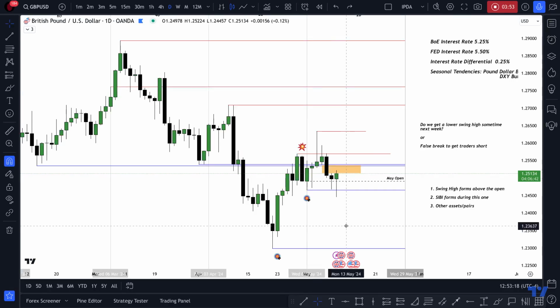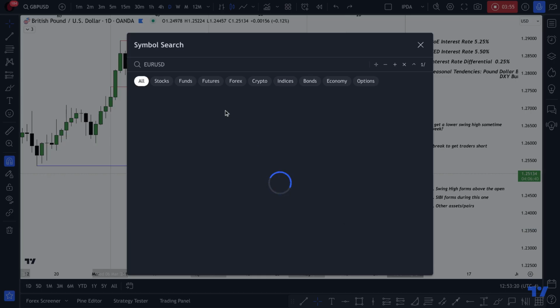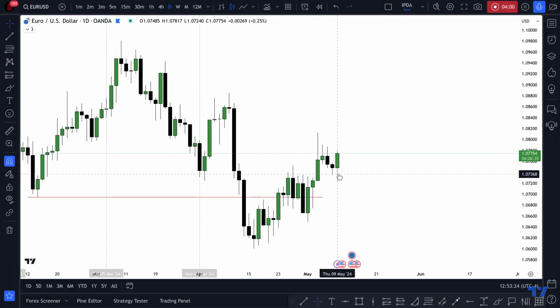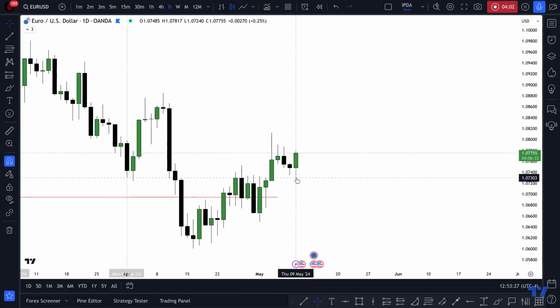Now, if we take a look at some of the directly correlated pairs like EU, NU, and AU, we'll see signs that it's not doing exactly what GU is doing, actually. It looks like it's still going up. Do we get back up to this swing high here? Possibly. Maybe it might be another false break on price and price goes lower.